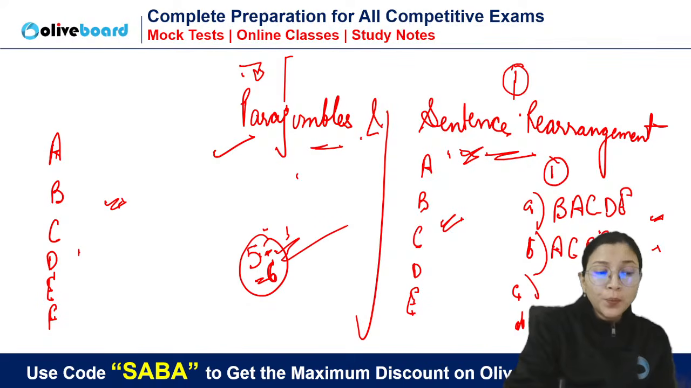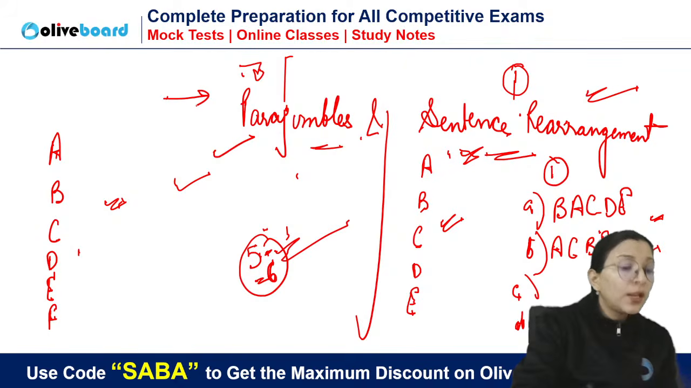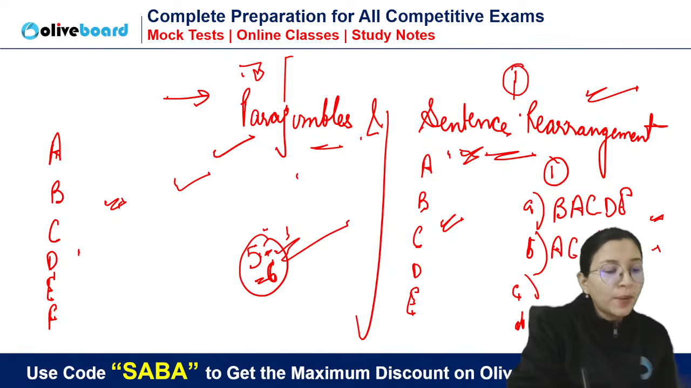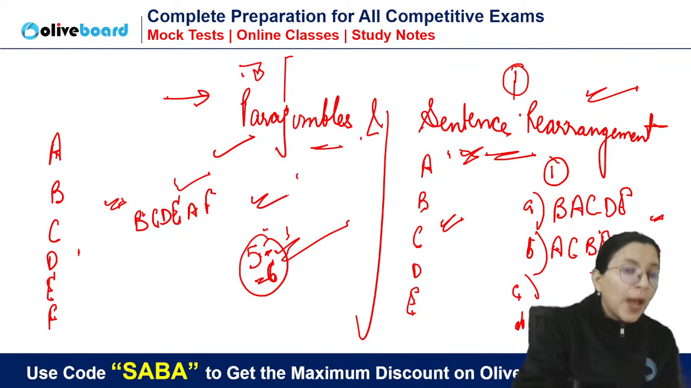But which one is easy to do? Sentence rearrangement is easy in comparison to parajumbles because here options are there. Parajumble is very lethal. Lethal means fatal, we can say. Usually, if your parajumble arrangement is wrong, suppose the correct arrangement was B C D E A F. Suppose you did F B C D E A.